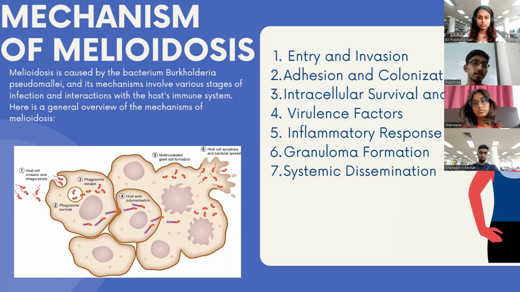The seventh one and the last one is systemic dissemination. In some cases, Burkholderia pseudomallei can escape from granulomas and spread throughout the body via the bloodstream, leading to systemic infections. This dissemination can result in severe complications such as sepsis and multiple organ failure.